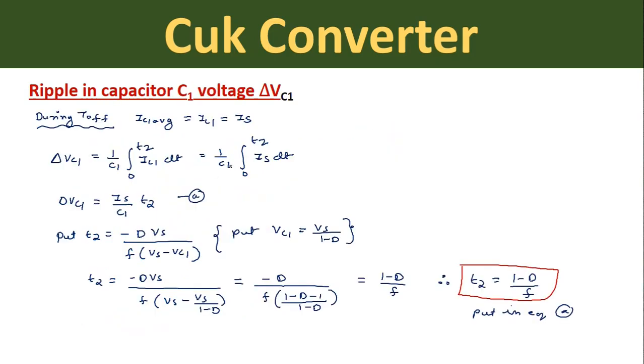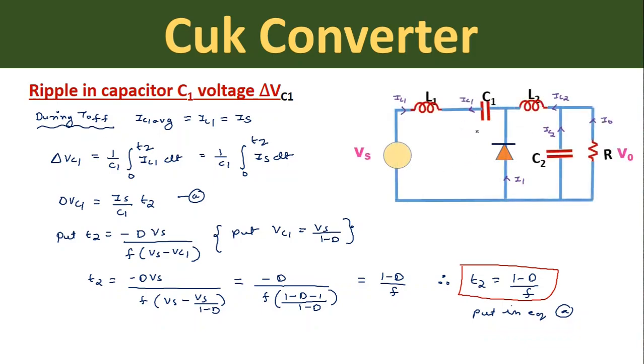Next derivation is ripple in capacitor 1 voltage, which is represented by del Vc1. We will take the off period of the switch for derivation. So during the off period of the switch, let us take this circuit diagram. Here you can see the capacitor 1 current is moving in this direction and inductor 1 current is moving in this direction. It is equal to the source current Is. Both these currents are opposite in direction to each other, but if we take the average value, then the capacitor 1 current average value will be equal to inductor 1 current IL1, which is equal to source current Is.